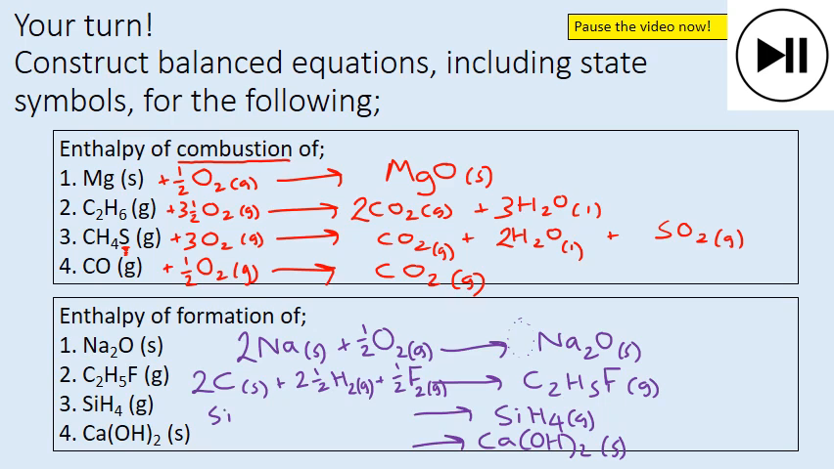SiH4, Si is a giant covalent substance, Si solid plus 2H2 gas. And the last one, it's made from calcium, which is a metal solid, and oxygen, which is O2, which is a gas, and from H2, which is a gas. Is it balanced? Yes, it is. Okay.